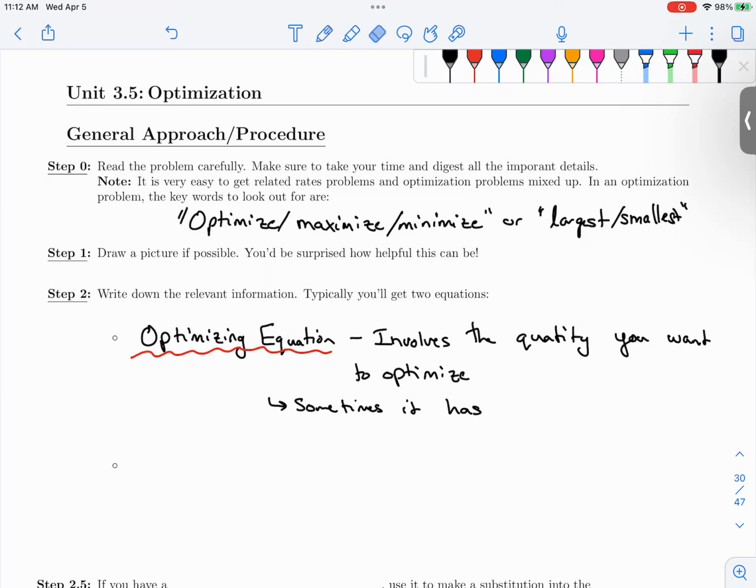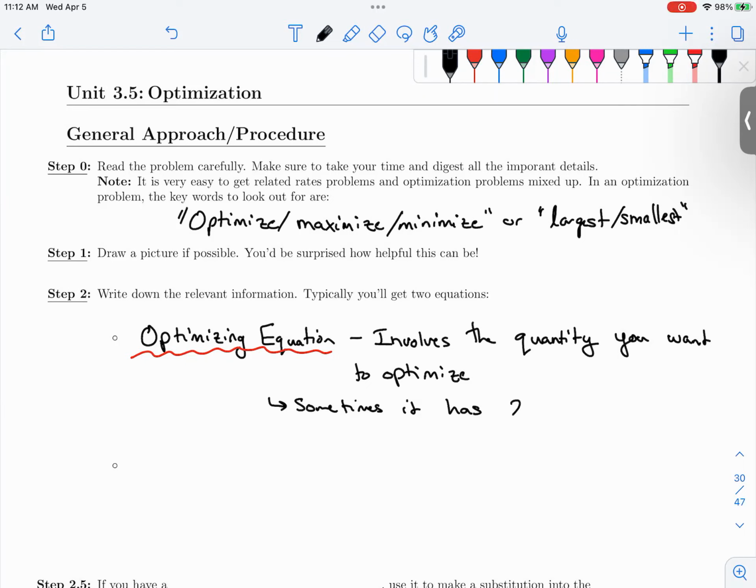Quantity, yes. Quality matters too. Quality does matter, but in this case, we're always going to be measuring things based on quantity. So this equation or function will deal with the quantity that you're trying to optimize.